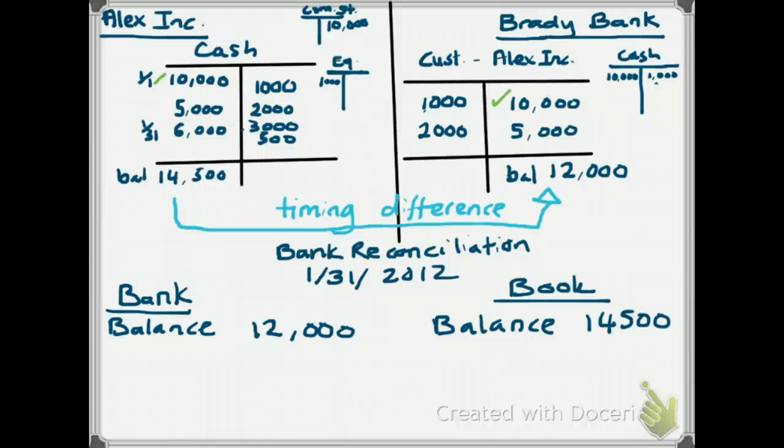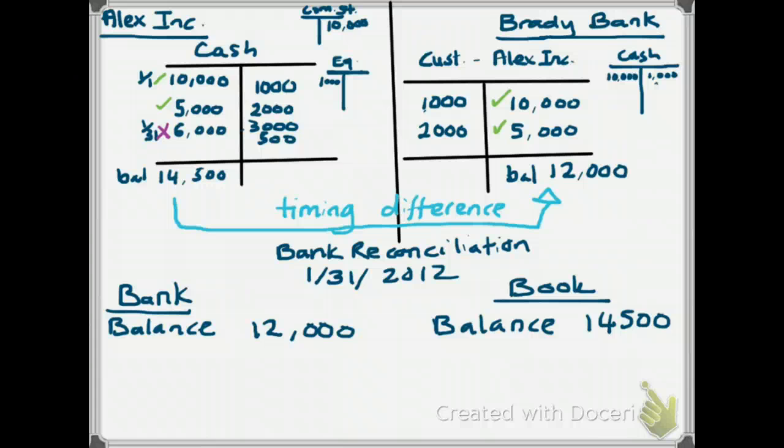Let's look at the next one, the $5,000. Again, they're both there in your cash account, in your general ledger, as well as your bank statement. Therefore, it's not a reconciling item. Let's look at the next one, the $6,000. Now, that is showing up in your general ledger account, but it has not shown up in your bank statement yet. So that is a reconciling item.